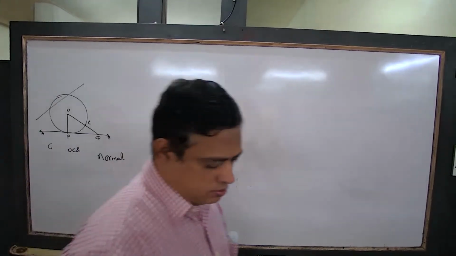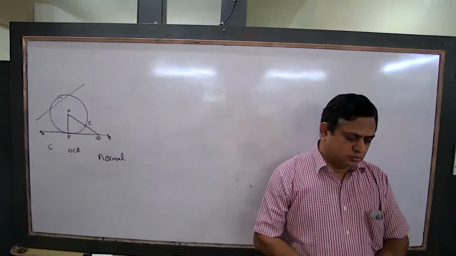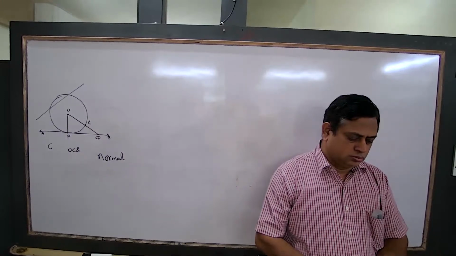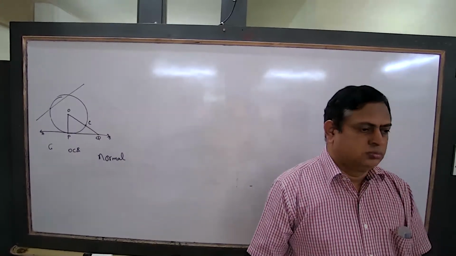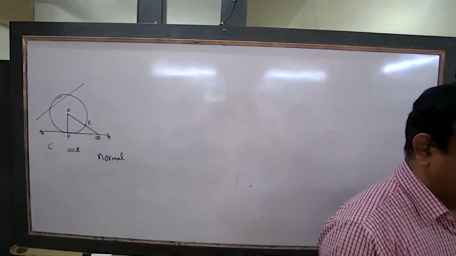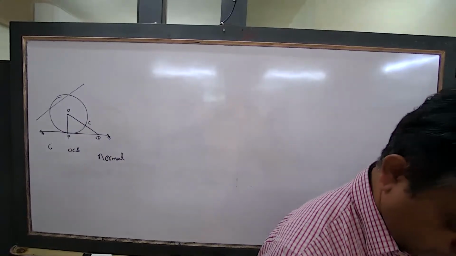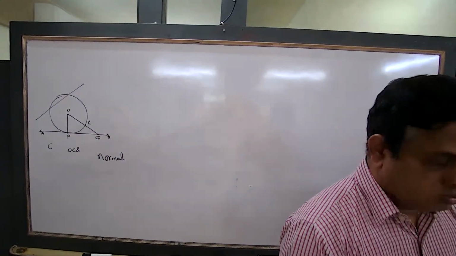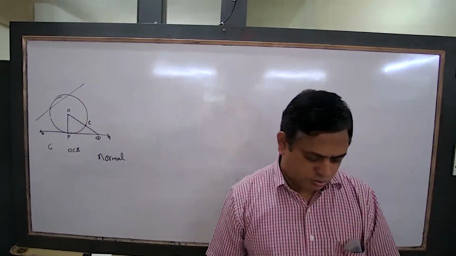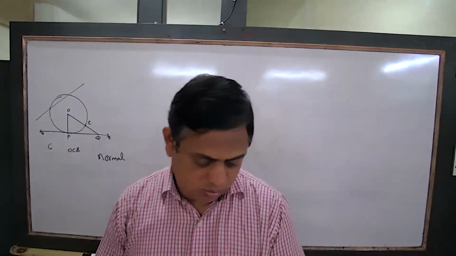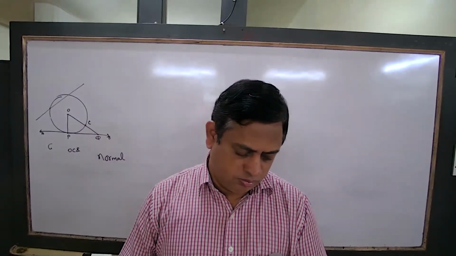Theorem 10.1. Prove that the tangent at any point of a circle is perpendicular to the radius through the point of contact. Given a circle with center O and tangent XY to the circle at point P. To prove OP is perpendicular to XY. Proof: Take a point Q on XY other than P and join OQ. Point Q must lie outside the circle. If Q lies inside the circle, XY will become a secant and not a tangent to the circle. Since Q is an exterior point, the distance from the center is greater than the radius.